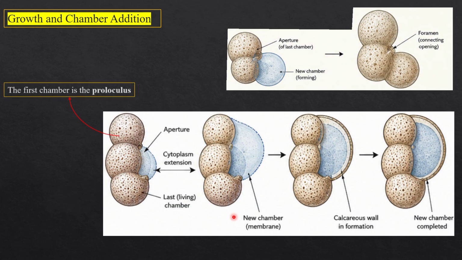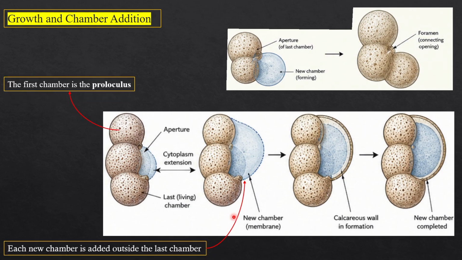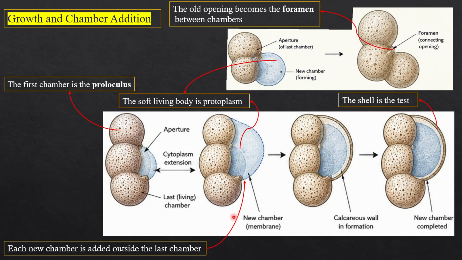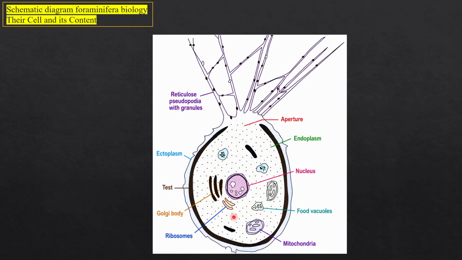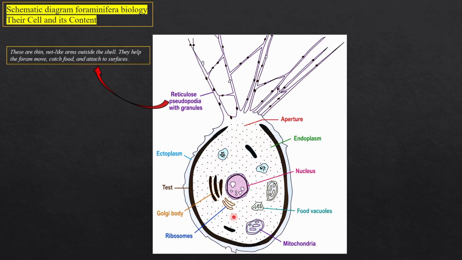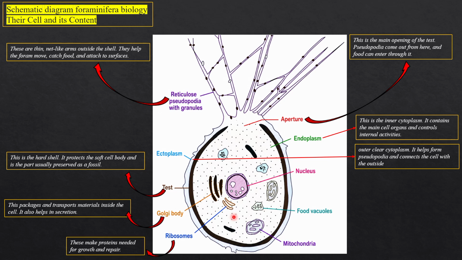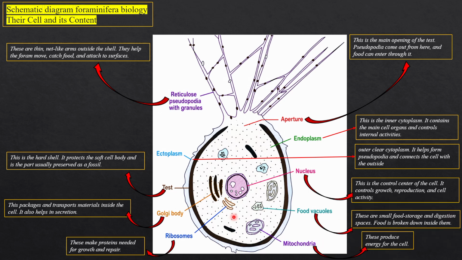Growth in chambers: the first chamber will be the proloculus, then a new chamber is added, in which the soft living body is present in the protoplasm. After that, the calcareous shell is formed, and the previous aperture that is open is the foramen. In the schematic diagram, you can see the foram schematic diagram. Every feature has a different function. You can see it step by step. It's very basic, class nine biology.